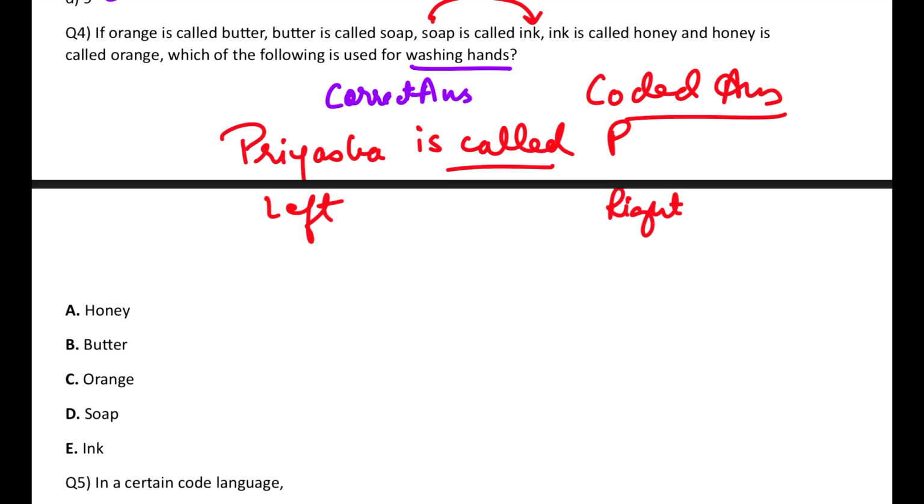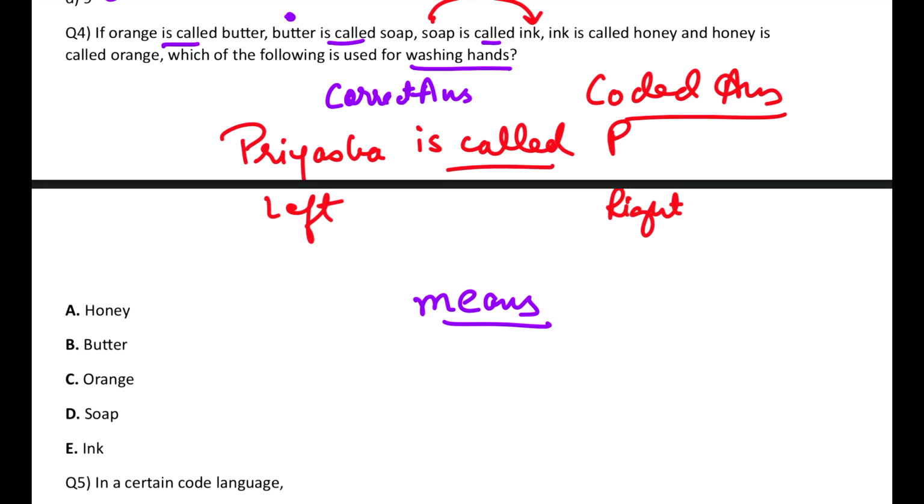But there is a slight thing which you need to consider. That is, this question can also be written in the form of means. So if I replace all the is called with means, then the answer would no longer be ink. Rather, the answer would change to, comment below, the answer would change to butter.